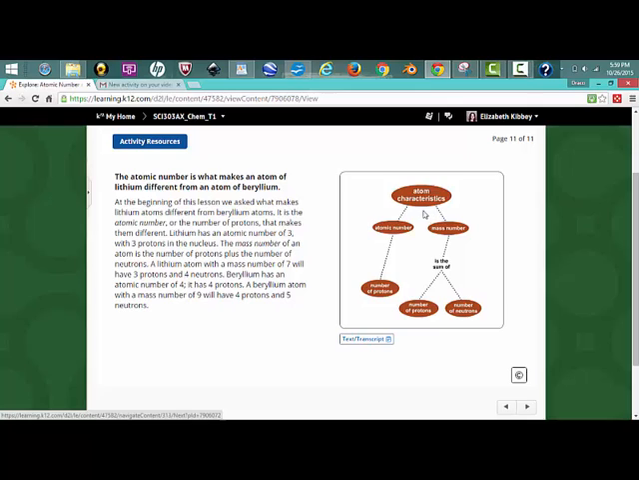Looking at this mastery map, we see the atom characteristics, atomic number, number of protons. Going back up, we see atom characteristics, mass number is the sum of the number of protons and number of neutrons.